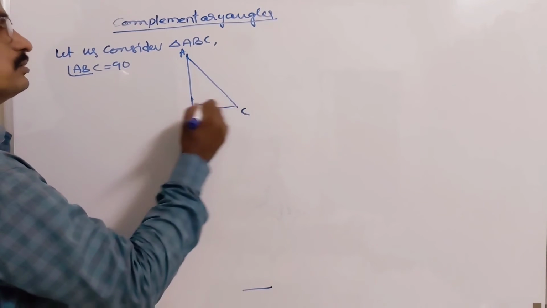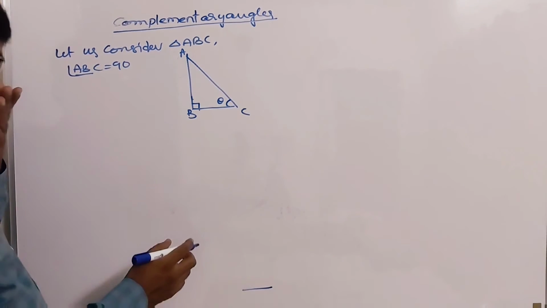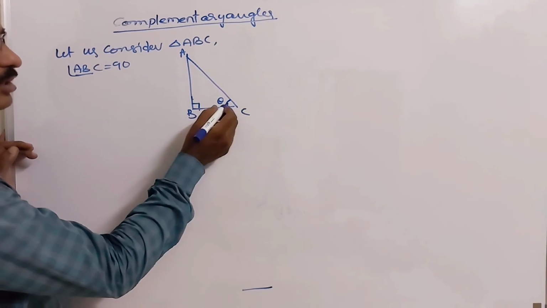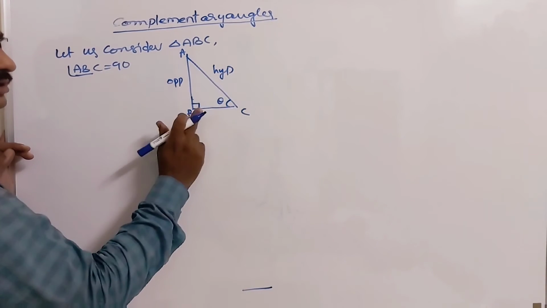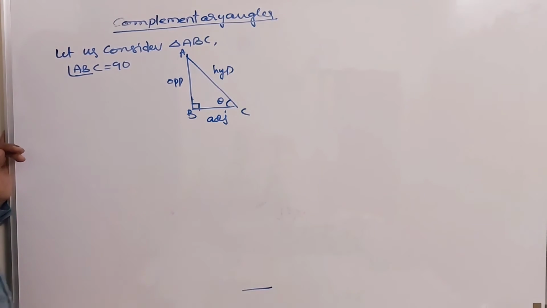ABC, and angle at C is theta. Now define 6 trigonometric ratios. The side which is opposite to theta is opposite, the side which is opposite to the right angle is hypotenuse, and the remaining is adjacent side.